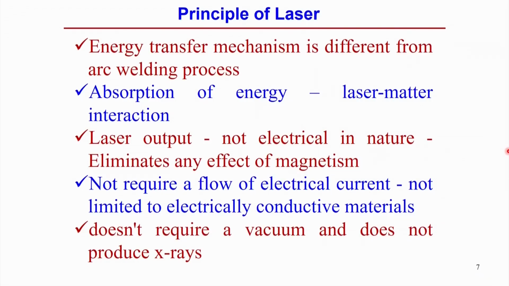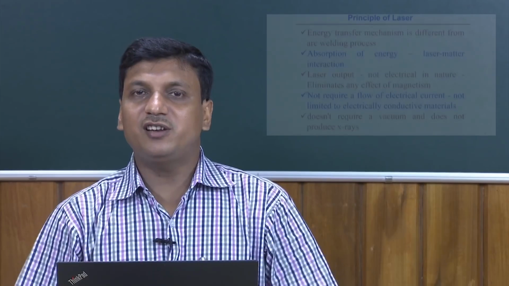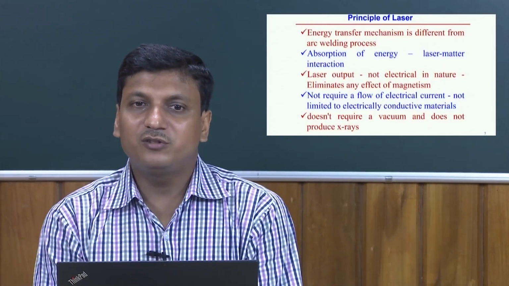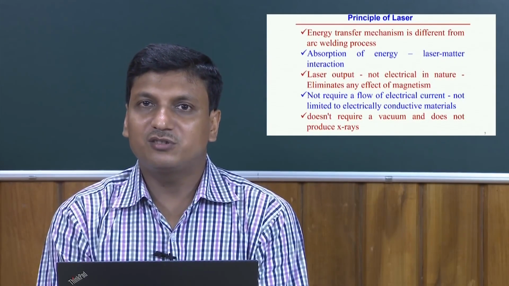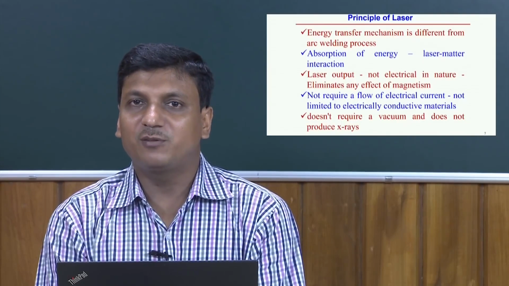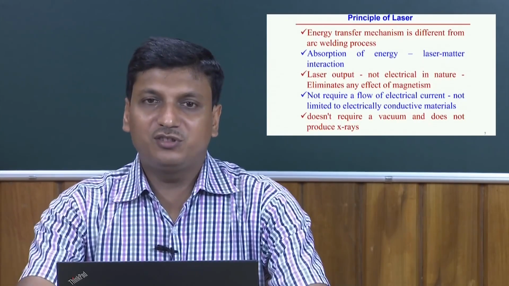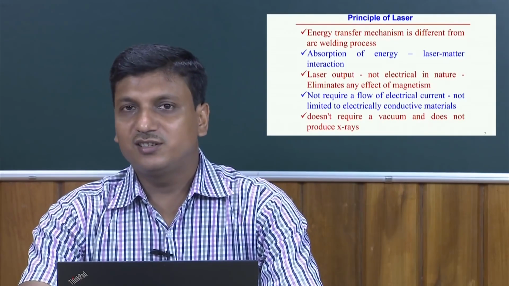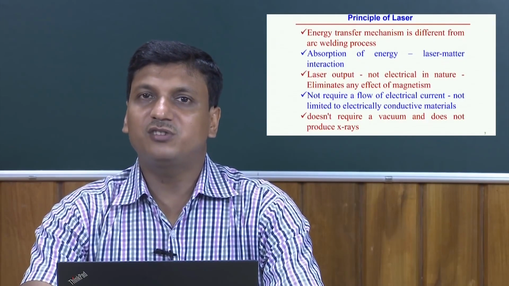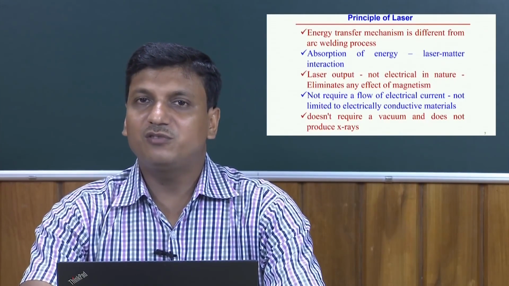Now, another advantage of the laser welding process is that it does not require a vacuum, and also it does not produce any X-rays like the electron beam welding process. So, laser welding can be done without a vacuum, but normally in the laser welding process we use a shielding gas to protect the molten metal from the outside atmosphere. So, these two advantages, that no vacuum is required and it does not produce X-rays, are typically advantageous with respect to the electron beam welding process.